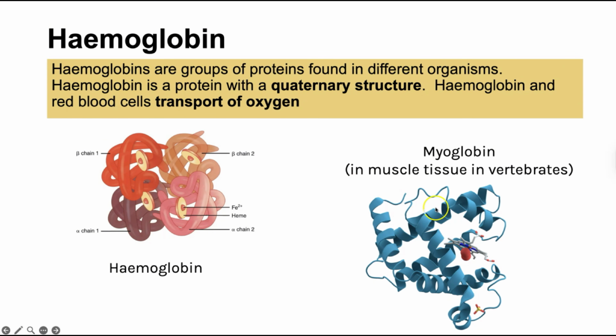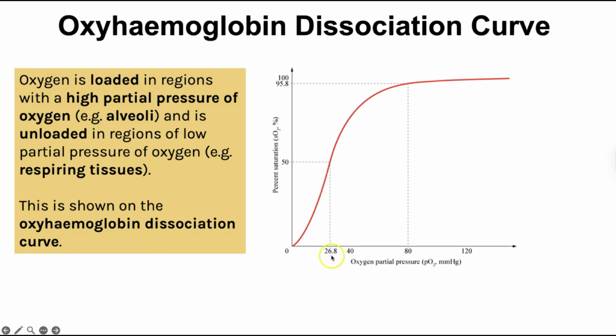It's not hemoglobin, but it's like hemoglobin in that it can transport oxygen, but it can only transport 1 oxygen molecule at a time. And some animals have a lot of this, and we have it in our muscle tissues. So oxyhemoglobin dissociation curves. Oxygen is going to be loaded in areas in the body with a high partial pressure of oxygen. So for example, the alveoli in the lungs, and it will be unloaded in regions of low partial pressure, so where oxygen's been used up for respiration.